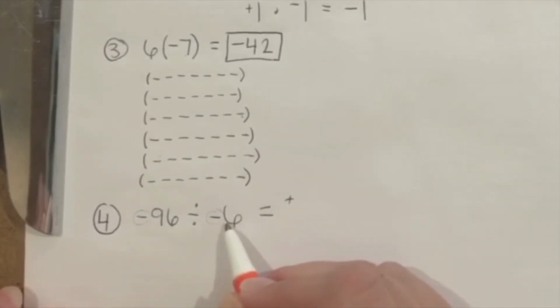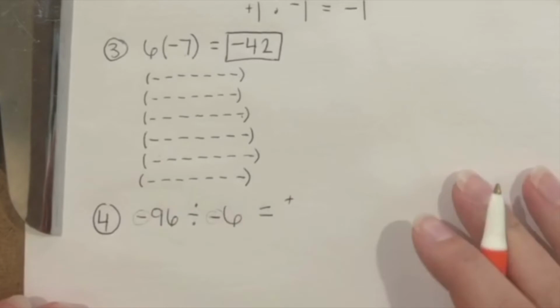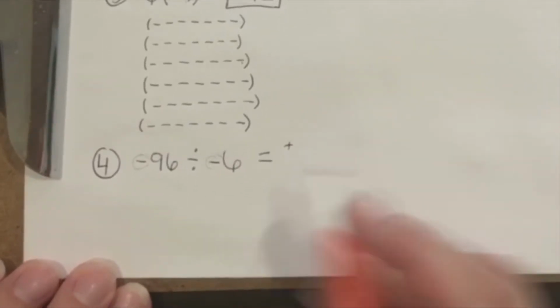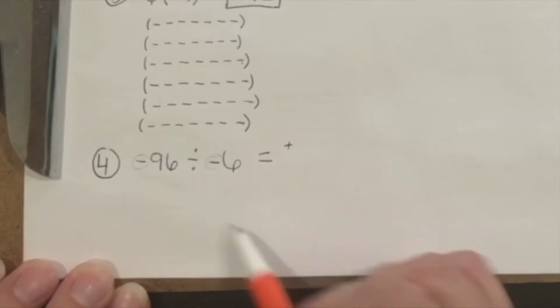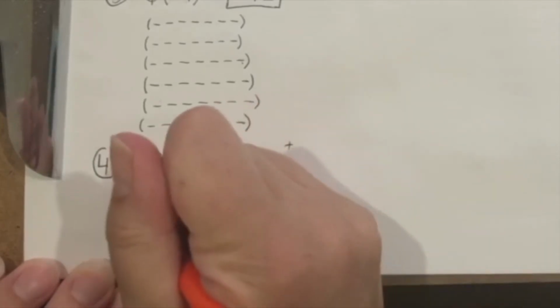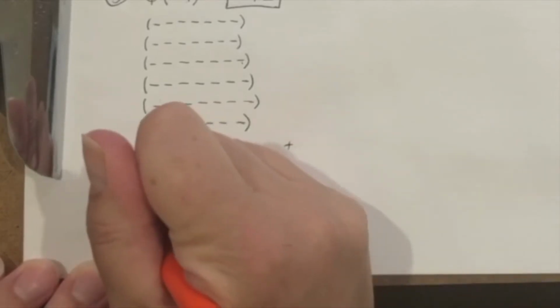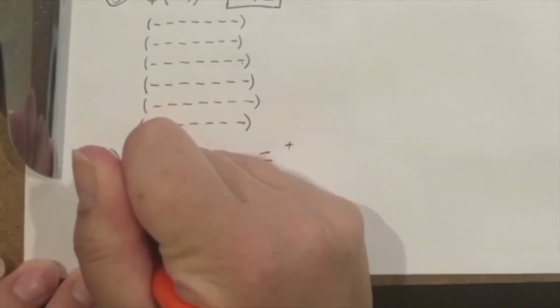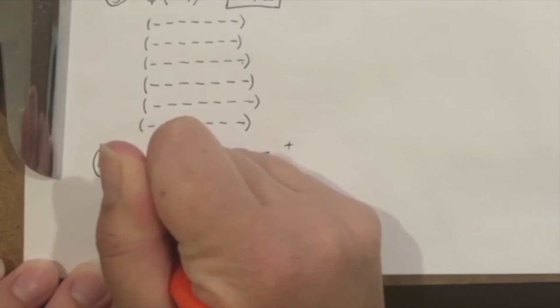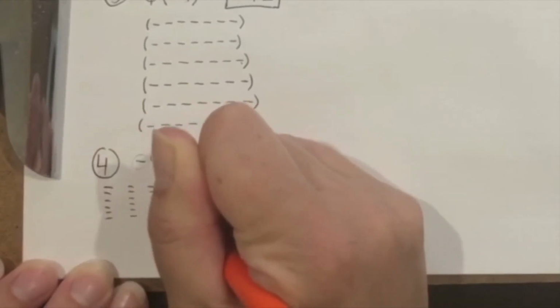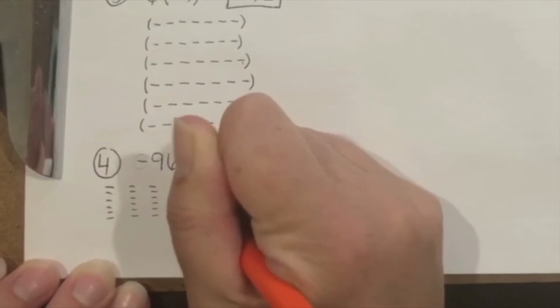96 divided by 6. One way to kind of do this would be to actually use our number tiles and do however many sets of 96. So we could do this like 1, 2, 3, 4, 5, 6, and repeat for each set.